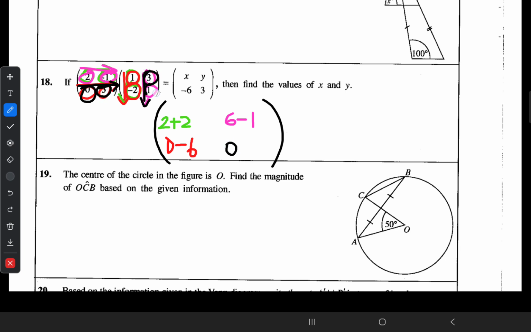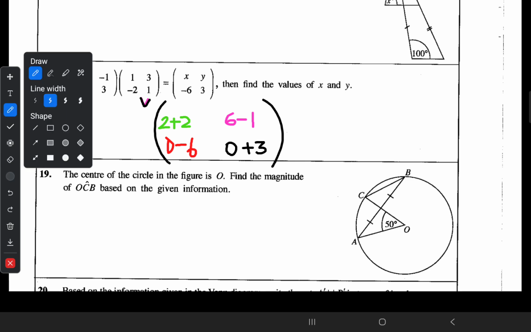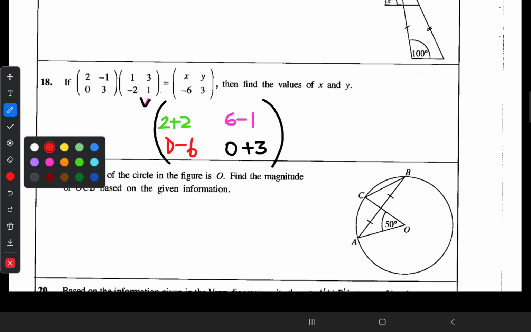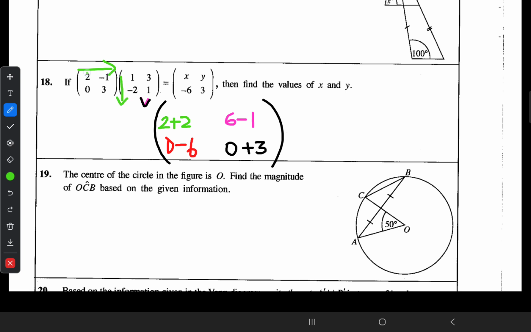3 into 1, it should be 3. Positive 3. So that's all about the multiplication. I'll repeat once more. Just look at the values carefully. First row, the green color one. First row should be multiplied with first column. First number multiplied with first number. Second number should be multiplied with second number. 2 times 1, 2. Negative 1 times negative 2, it would be 2 again.